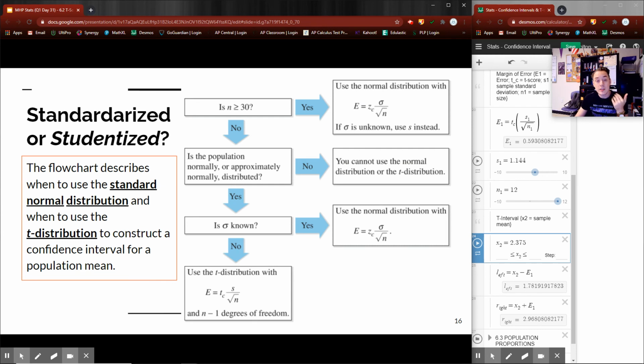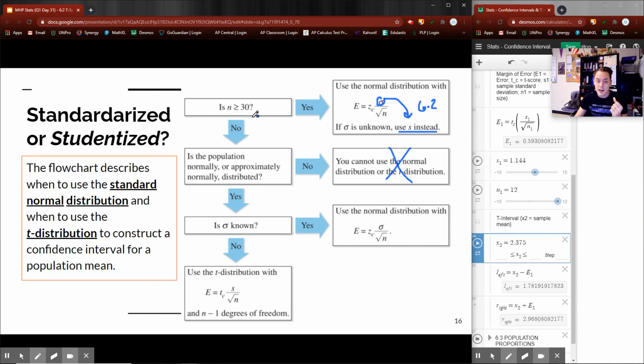If your population standard deviation is unknown, then you're going to use S instead of this. So you're going to use S instead of that. And then you'll use 6.2. Okay? Sweet. If you say no, n is not greater than 30, then you're going to ask, is the population normally or approximately normally distributed? If you say no, you cannot use the normal or the t distribution, because then it doesn't follow from the central limit theorem. You can't approximate anything, so you can't do it. You can't even find a confidence interval at all.